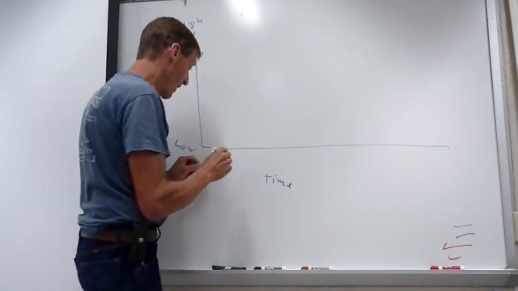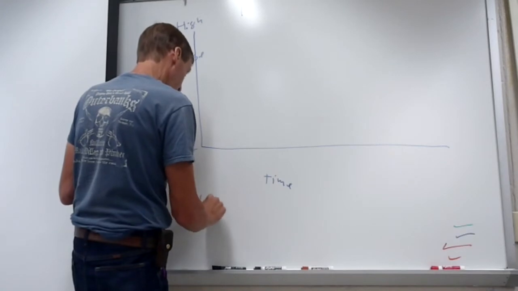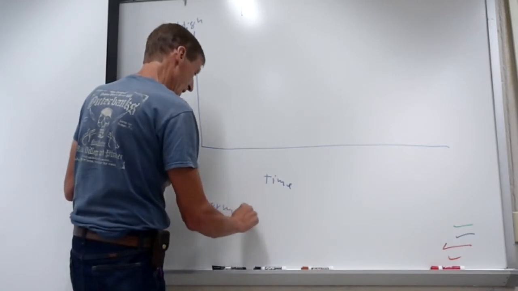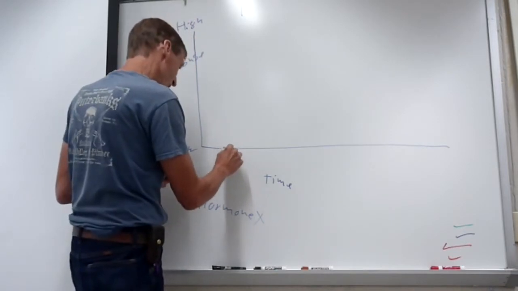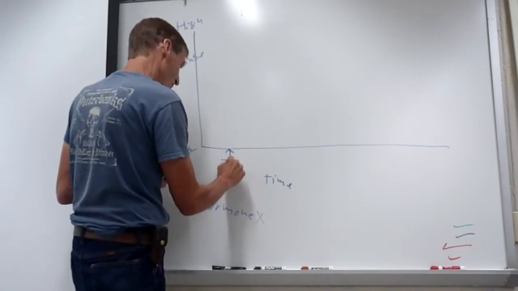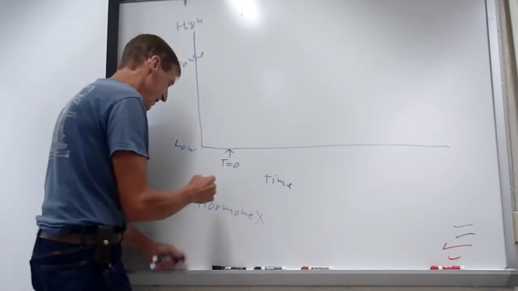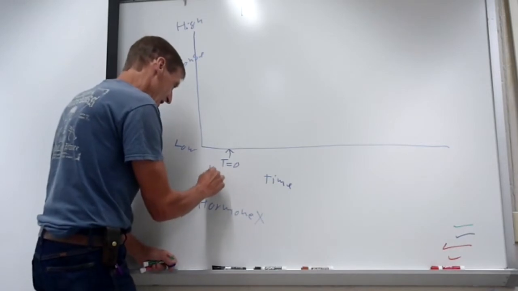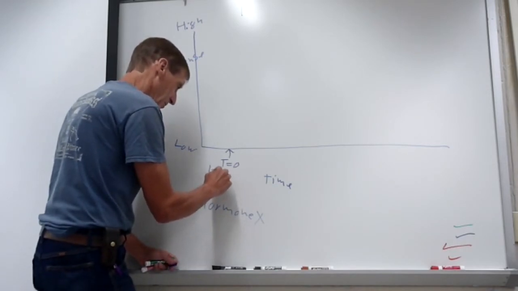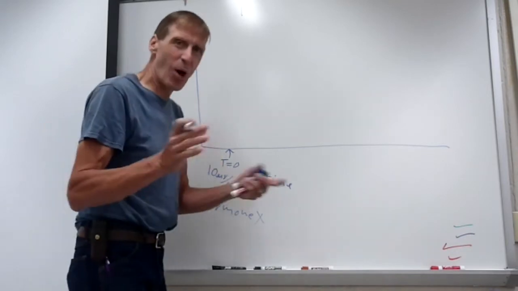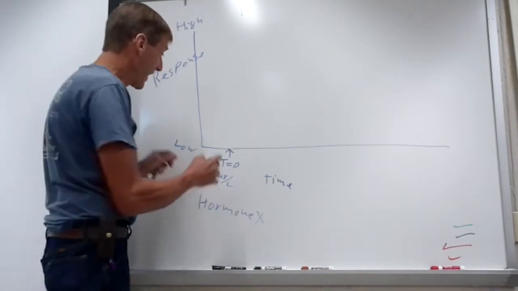Now here's what we're going to do. I'm going to take a hormone. It doesn't matter what it is. Let's call it hormone X. At this point in time, I'll call it T equals 0. I'm going to take a dose of this hormone. What's the dose going to be? Let's say 10 micrograms per liter. This is a small dose. I inject this 10 micrograms per liter into the subject and I get a response.